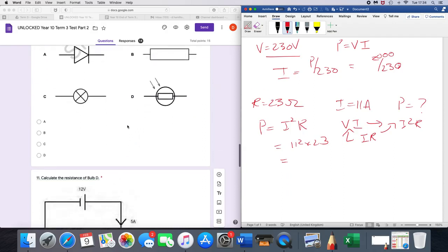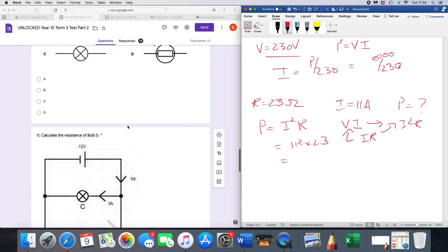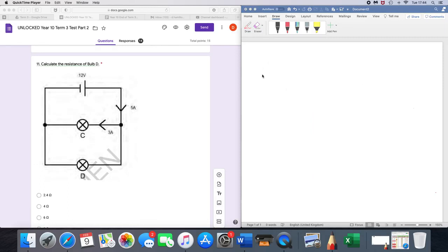Question 10, the LDR, of course, is D. You just need to know that. Question 11 then. We have 12 volts across both bulbs. They are in parallel. So there's 12 volts across C and 12 volts across D. We have 5 amps flowing in here, 3 amps through C, which leaves us 2 amps flowing through D. We want the resistance of D. We're going to say that V equals IR, which gives us R equal to V over I. V is 12, I is 2, R then is 6 ohms, and the answer is C.